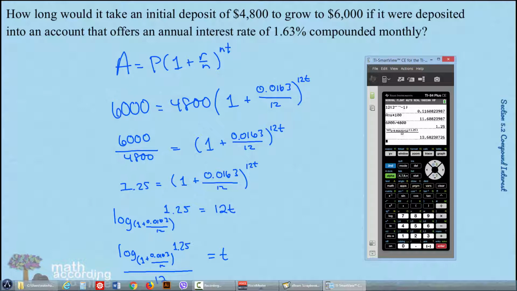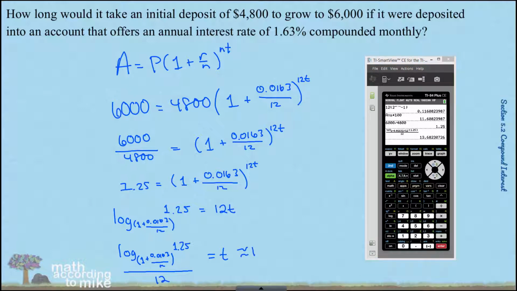That's nice. Hit enter. So in approximately 13.68, remember t is in years. So in 13.68 years, our investment of $4,800 will grow to $6,000.